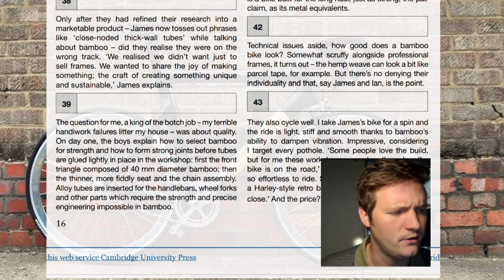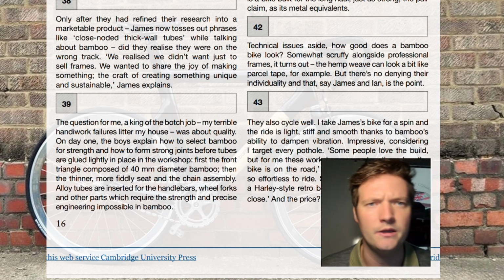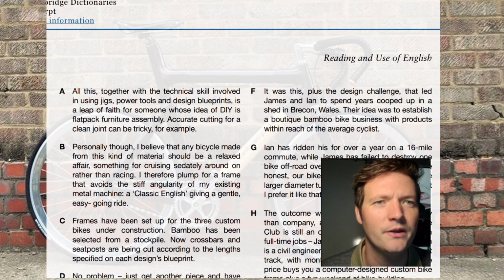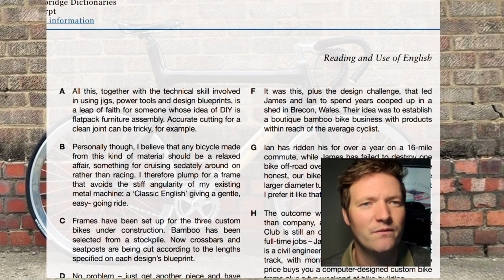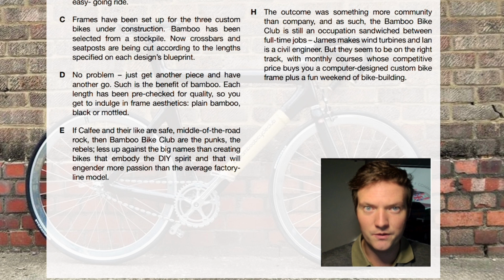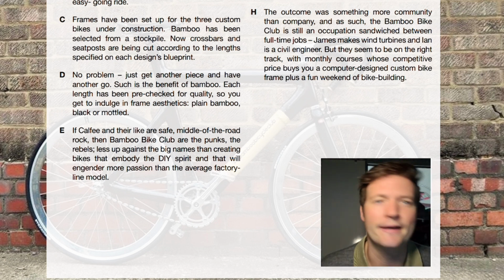So, 43, what options do we have? We've got B, and I think we've got E, no? Available to us. So, B. Personally, though, I believe that any bicycle made from this material should be a relaxed affair. Doesn't sound right, no. They're talking about how they want them to be individual-looking bikes, look a bit different from mainstream bikes. No? Yeah, it's E.